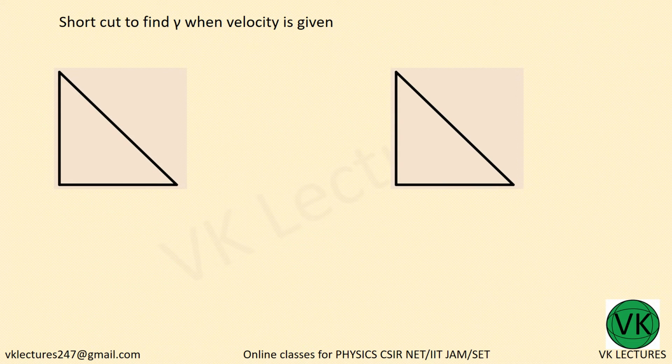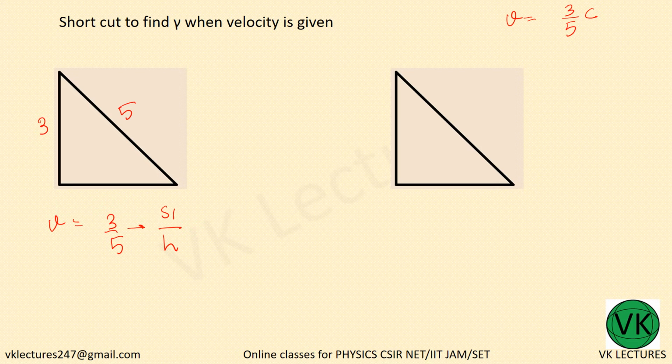To find gamma when velocity is given, we will use the same formula, the same technique. So velocity is given, let us take it as 3 by 5 times the speed of light. So how can we go? Here when you write v is equal to 3 by 5, take 3 as side 1 and 5 as the hypotenuse. So hypotenuse goes to 5, side 1 goes to 3.